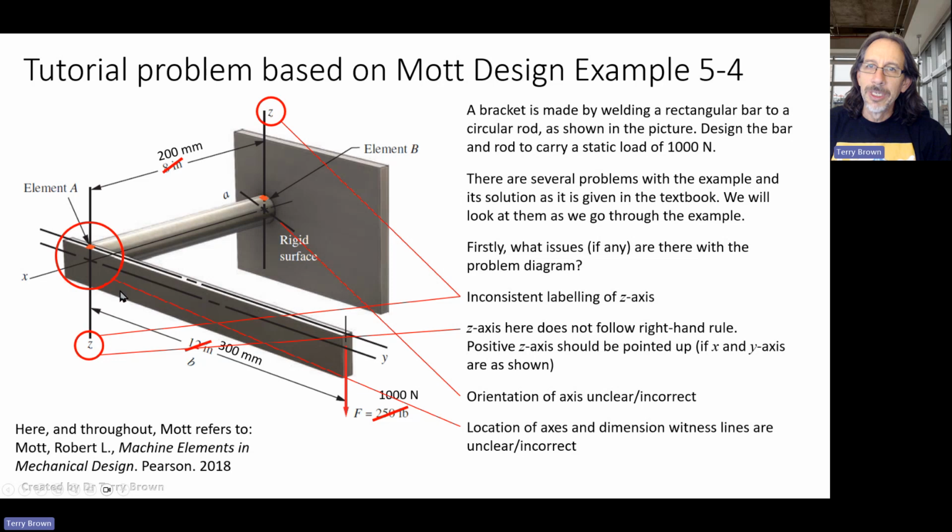And if we look at what's happening here, the locations of the axes and the witness lines for the dimensions aren't quite correct. Right? So this y-axis, I'm assuming, should be at the center or along the centroidal axis of this rectangular cross section, right? But it's not. And because it isn't, then up here is inconsistent or ambiguous, not quite sure what's happening here. Right? So this hasn't been drawn particularly well either. So make sure you do your drawings well and leave no room for ambiguity or inconsistency.